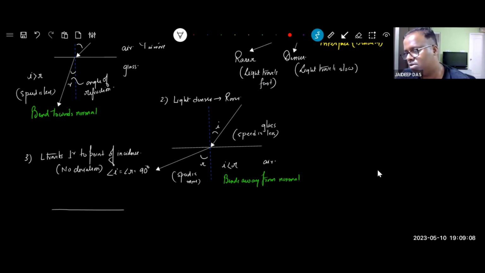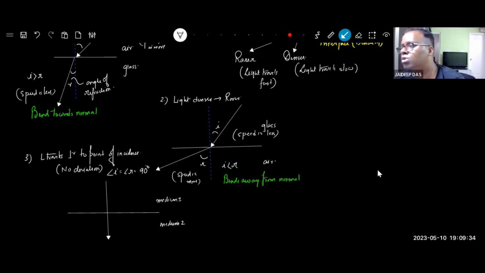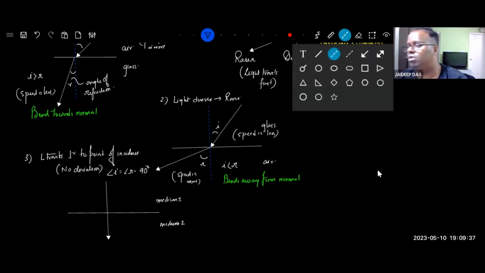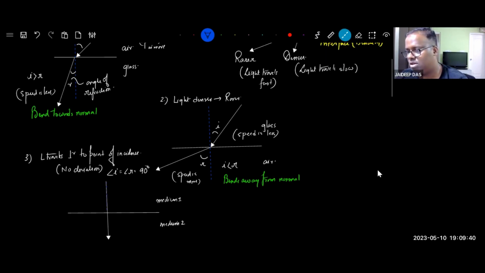What am I trying to say? This is my interface, and I have two different mediums: this is medium 1 and this is medium 2. My light ray will travel straight inside, with no deviation. If you want to draw the normal, you can; the normal will always be aligned with this. So where is the point of incidence? The point of incidence is here. And where is the incident ray? The incident ray is out here.